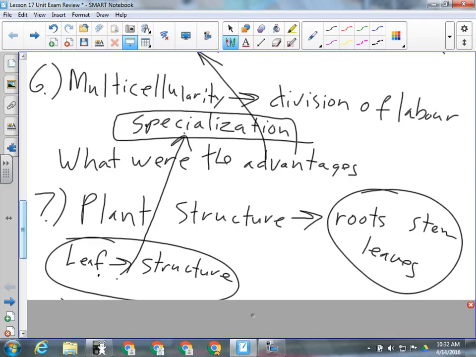You need to know the parts. I'm not necessarily going to ask you to label it, but you need to know the parts so that you can explain to me how they're specialized. Like guard cells, they can do this. They have a special job. They're different from the cells in the palisade layer. It's an example of a multicellular organism with specialized cells.